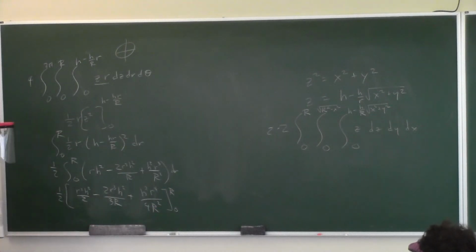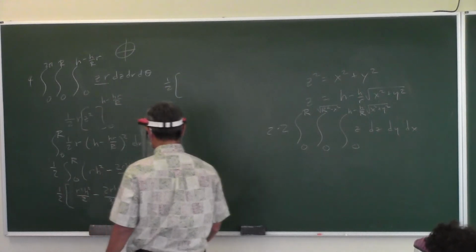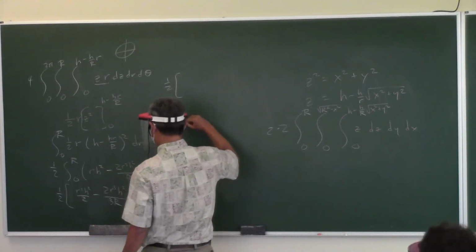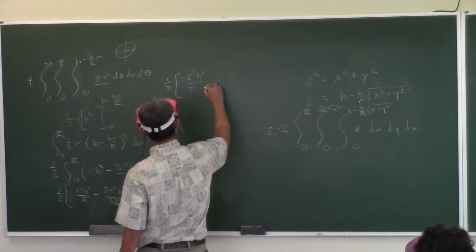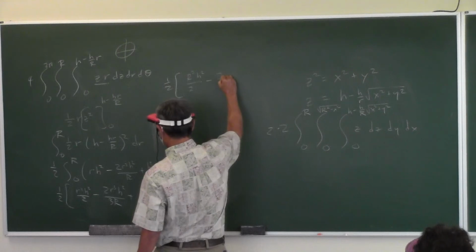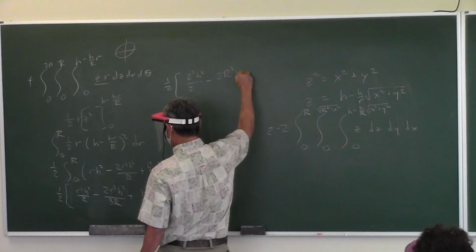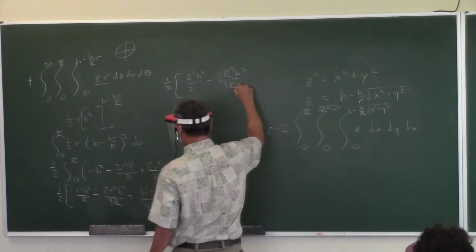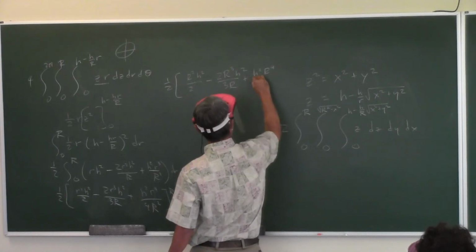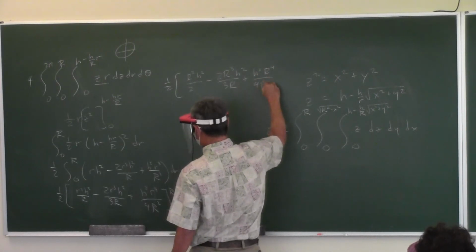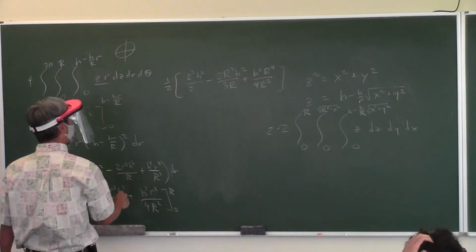All right. Plug in the top thingy. Okay, I think I can do that. R squared H squared over 2 minus 2 R cubed H squared over 3R plus H squared R to the 4th over 4R squared, minus 0. Does that simplify to something good? Yeah, it does.